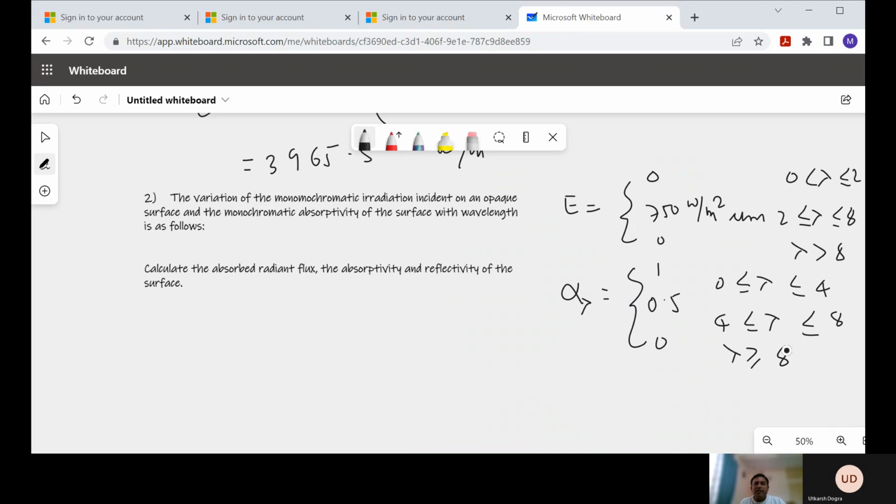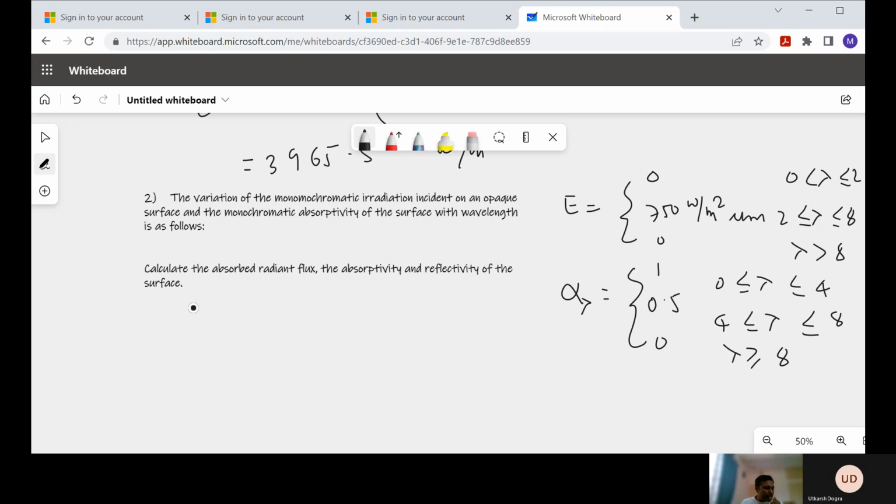What is being asked is the variation of the monochromatic irradiation incident on the opaque surface. Opaque surface means what? The transmissivity is not there. There is no transmission. Okay, so opaque surface, only the reflection and emission is there. And the monochromatic absorptivity of the surface with the wavelength is also given, isn't it? Calculate the absorbed radiant flux, the absorptivity and reflectivity of the surface. This is what is being asked in the question.